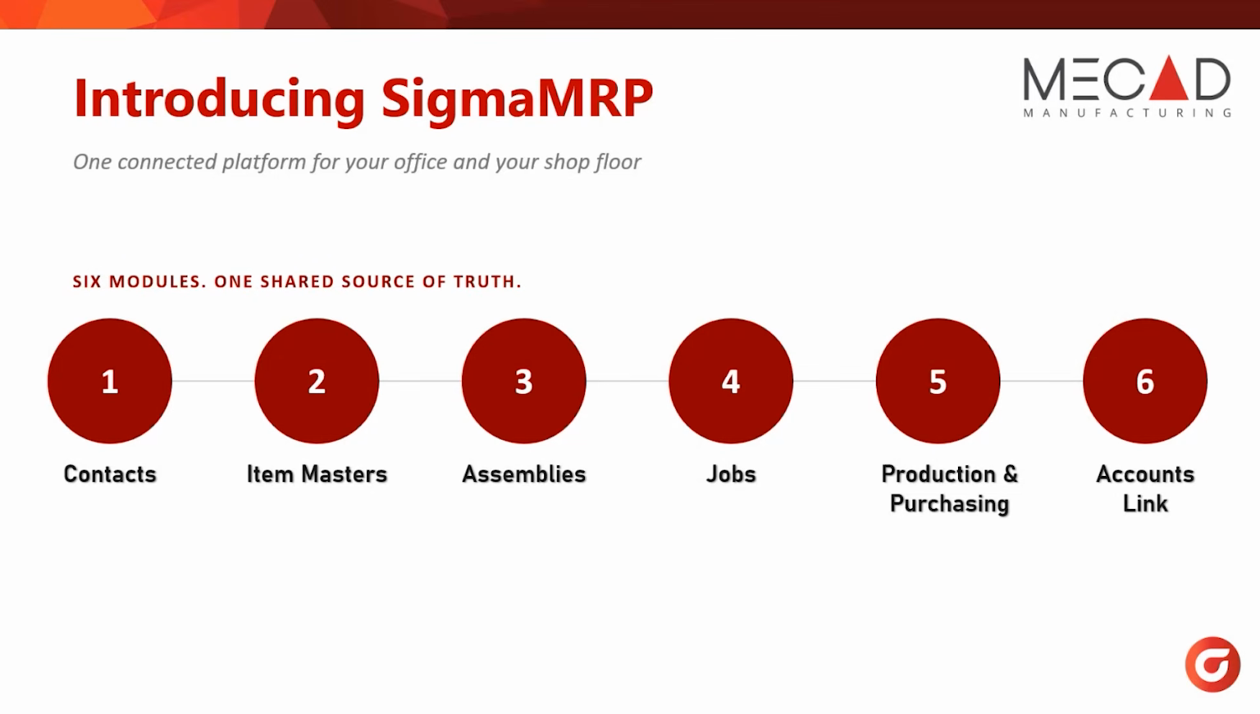The most important thing here is that these aren't isolated modules working independently. They're connected. Your contacts feed into jobs, jobs use your item masters and assemblies, purchasing makes sure all the required materials are available, and production tracks the work as it moves through the factory, and accounting connects that information back to your financial system. So rather than having information sitting in different places, everyone is working from the same data. And that's what we're going to explore throughout today's presentation.